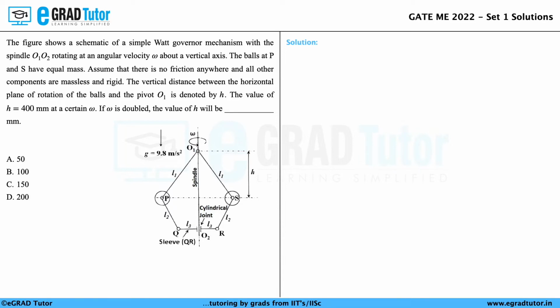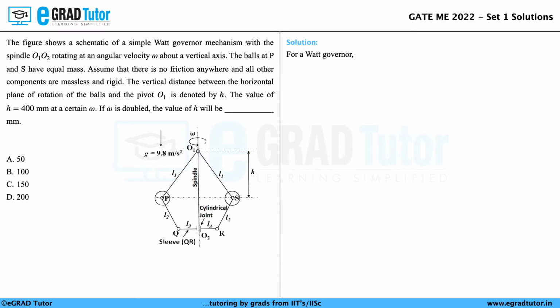The value of h is equal to 400 mm at a certain omega. If omega is doubled, the value of h will be, so we need to find out the value of h when the angular velocity omega is doubled. So basically this is a question from governors from the subject Theory of Machines. Let's look at the solution.